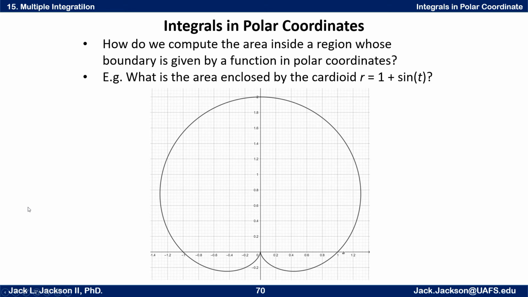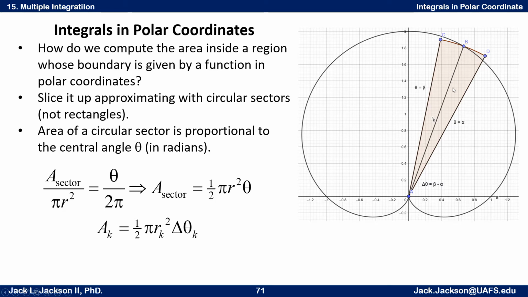Well, how do we do this? Well, the basic idea of integration is to slice something up into smaller pieces. Typically, in rectangular coordinates, we use rectangles. Well, in polar coordinates, we're going to use little polar slices, which are actually circular sectors. So one slice would look something like this region right here. So we come out from the origin to a point on the curve, and we're trying to approximate the area between, say, theta equals alpha and theta equals beta of that curve, and the way we do it is approximate that with the circular sector.